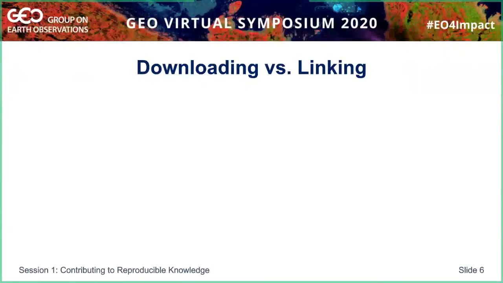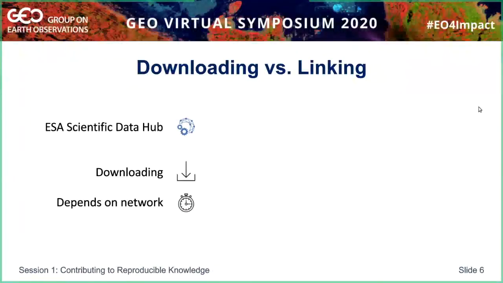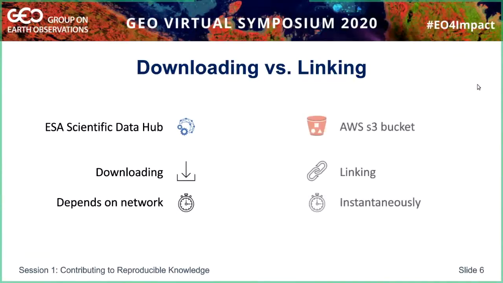A point about downloading versus linking. If you are working with the SciHub, you really have to download the images. It's a classical download, and so the time needed will really depend on your network connection, your bandwidth. But if you're working in the cloud, it's not download, it's linking. It's just checking that images are there and making a link, and that step is done instantaneously. So you don't have a downloading phase. So you can really save some time for that step.